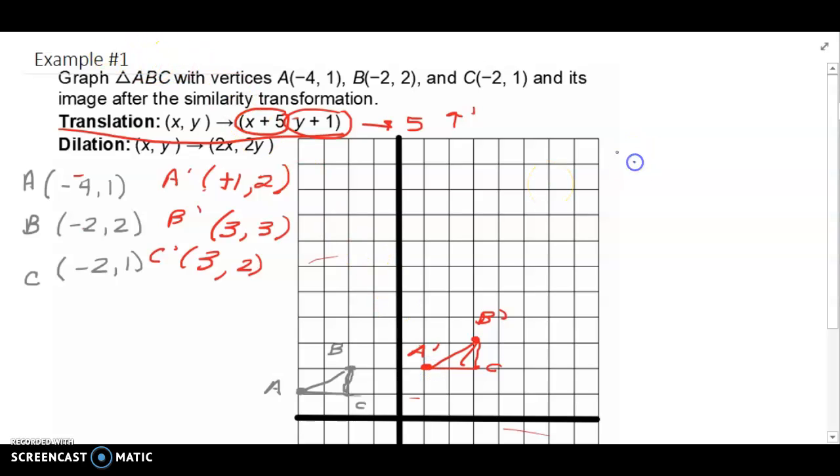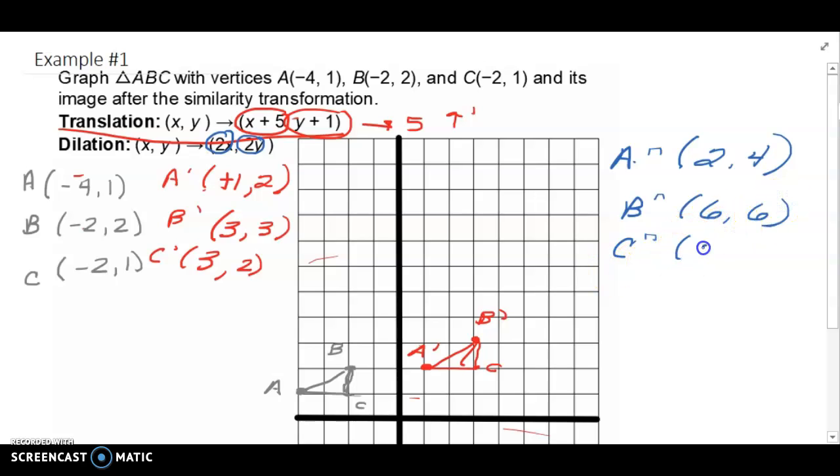Alright, now I'm going to dilate it. So A double prime, B double prime, C double prime. Okay? I'm going to dilate it by, clearly you can see, a scale factor of 2. So I'm going to multiply both of these by 2. So my 1, 2 becomes a 2, 4. My 3, 3 becomes a 6, 6. And my 3, 2 becomes a 6, 4.